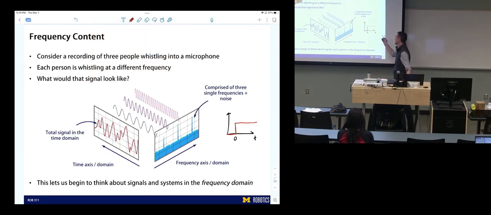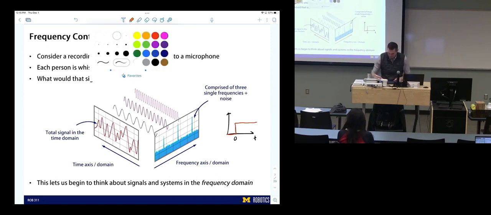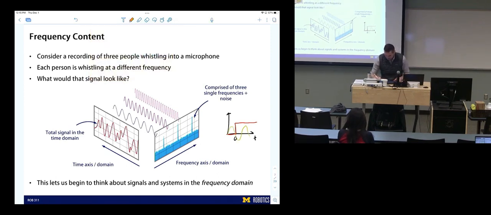So I want to analyze this signal. What do you know? Any thoughts on the frequency content of that signal? It's just a step. Yeah, just like one bar, like one frequency. One frequency would look like this. Oh, it's flat. Right, so that would be one frequency.